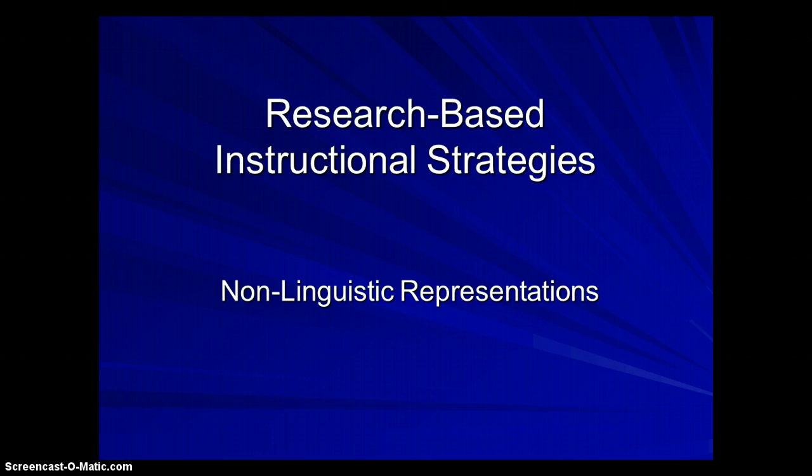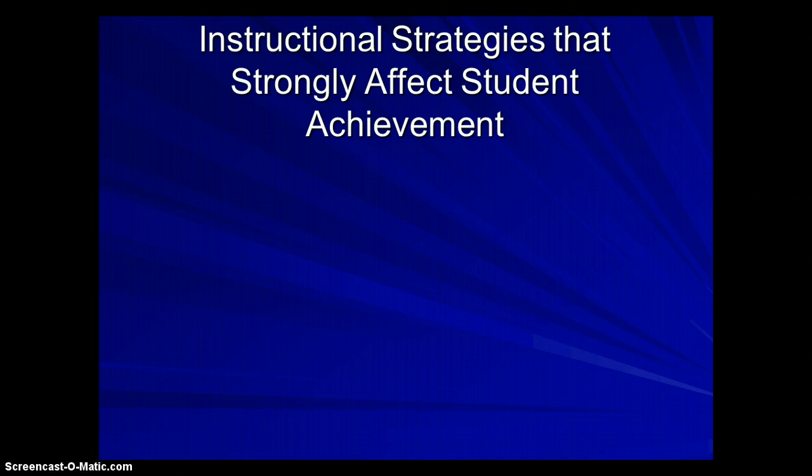So we need to pay very close attention to these 9 strategies. Some of them are simple enough, just understanding what they are and then including them in your lesson plans and in your classroom. They're that simple. Others of them you need to learn a little bit more how to do those specific strategies. And several of these we'll be discussing in more depth in our class. So let's first talk about what those 9 research-based instructional strategies are. Okay? These are strategies that strongly affect student achievement.